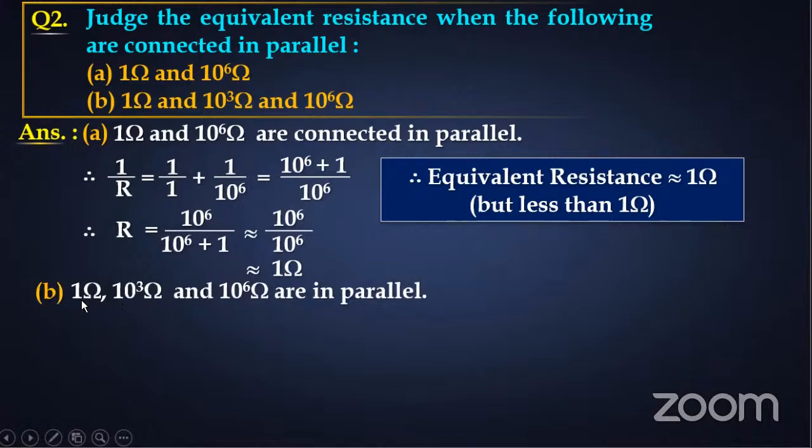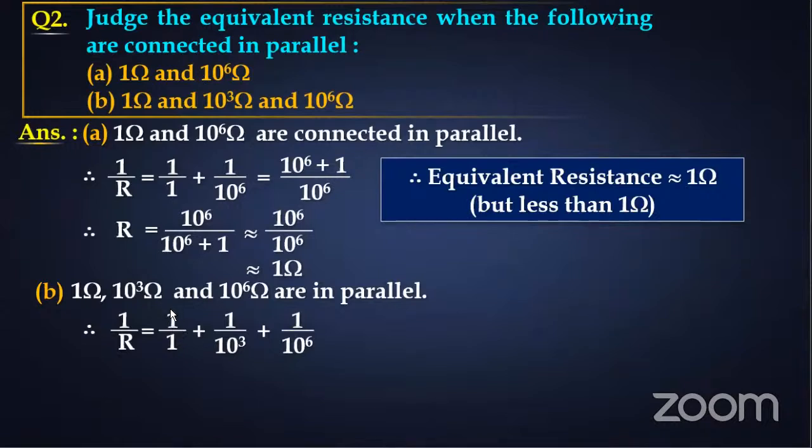Now situation 2. 1 ohm, 10 power 3 ohm, 10 power 6 ohms are in parallel. So here 1 by R equivalent is equal to 1 by 1 plus 1 by 10 power 3 plus 1 by 10 power 6 ohms. Is it right? So what is the LCM of these three? 1, 10 power 3, 10 power 6, the LCM is? Respond quickly. Sir, can you repeat the question? What is the LCM of 1, 10 power 3, 10 power 6? 10 power 6. Yes, 10 power 6 is the LCM.